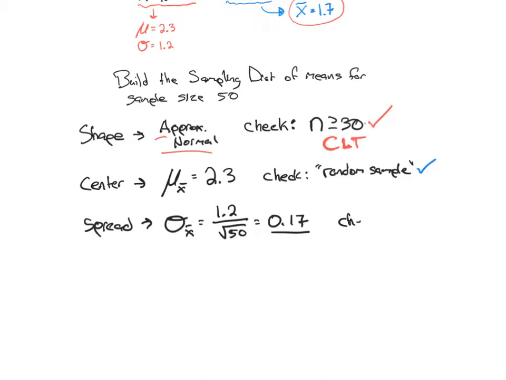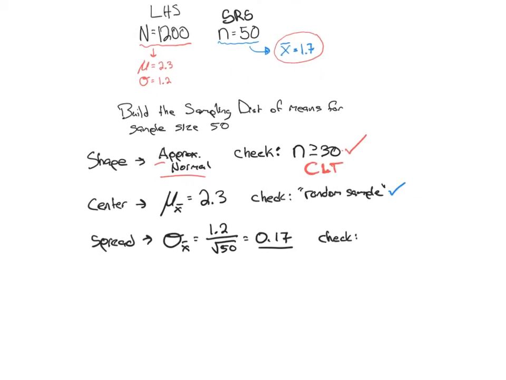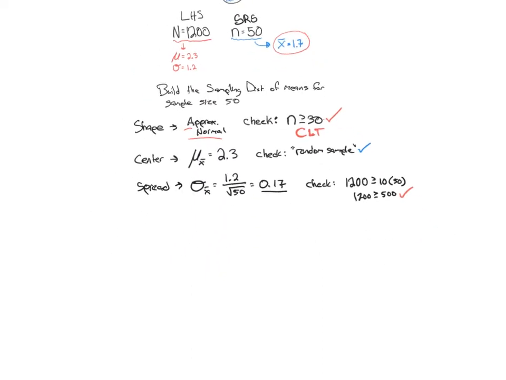Let me check that that calculation is good enough. If I'm taking students and asking them the questions and pulling them out, then I'm actually violating independence right now. So let's do this. Let's do 1200, that's the population size, and see if it's greater than or equal to 10 times my sample size. So 1200 is greater than or equal to 500. Is that true? Yes. So the 10% rule checks out, and this is a good estimator.